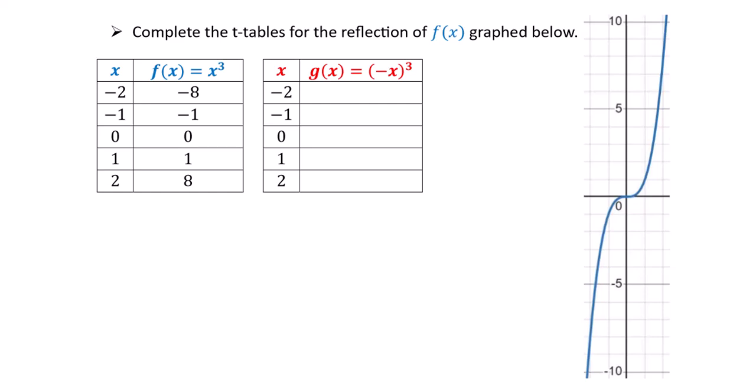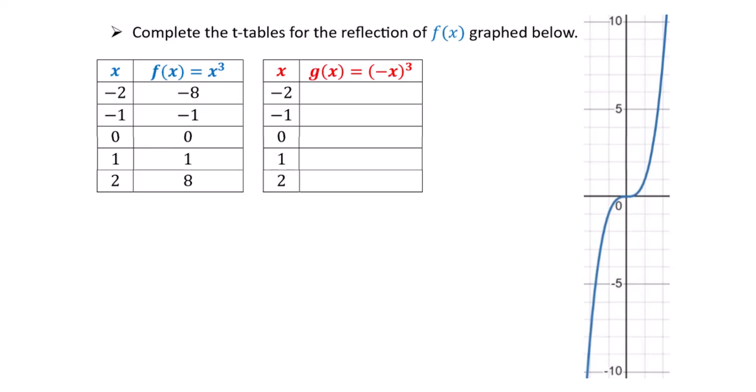I have a similar example here. My f of x function here is the x cubed function. I'll run through that real quick. -2 cubed is going to give us -8. -1 cubed gives us -1. 0 cubed is 0, and so on.